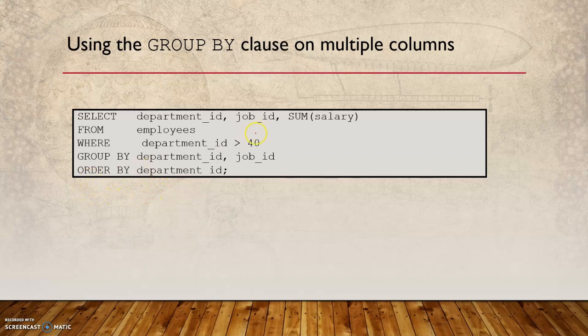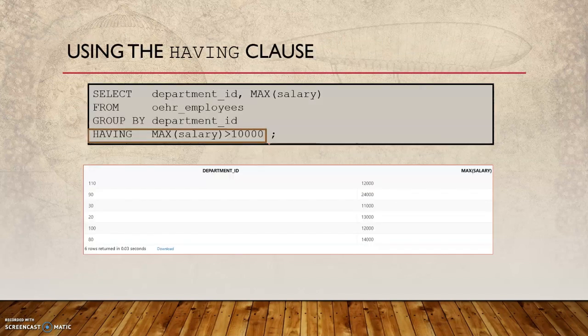One is that it is based on multiple columns: department ID and job ID. And then finally, we are ordering by department ID. Only thing is, we also have a where clause. So anything less than department 40, we don't want. Department ID is greater than 40, only those departments we want, and then we are using a group by clause to group by the department ID and job ID and then order by the department.